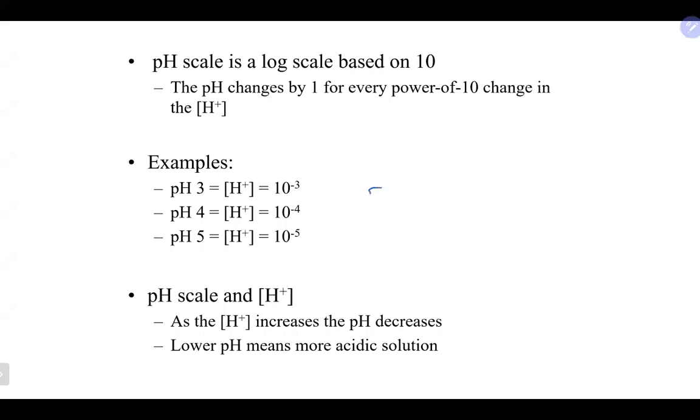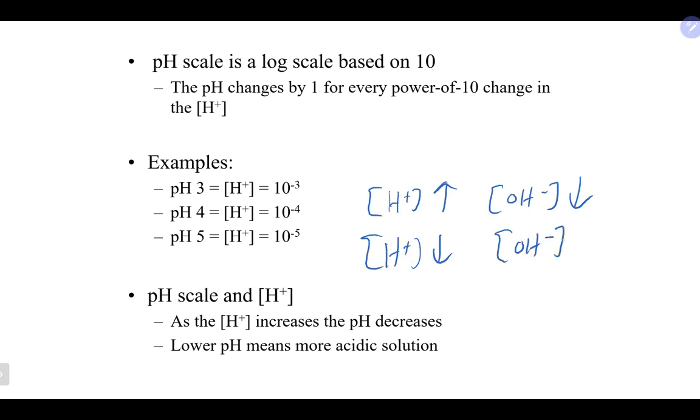Also remember that, as we talked about, the concentration of H plus and OH minus are tied to each other. So as one goes up, the other goes down, and vice versa here. As obviously the H plus goes down, the OH minus concentration will go up. And as the H plus concentration goes up, the pH goes down, and the pH goes up as the H plus concentration decreases. So that is the relationship between those two guys. There are 3 things there that are important to remember.